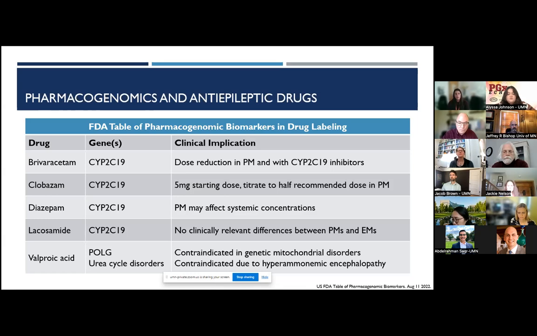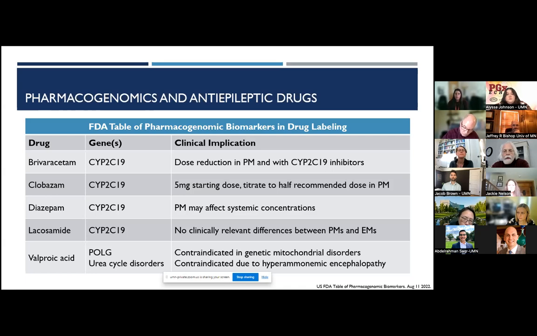It's just noted that for a CYP2C19 poor metabolizer, systemic concentrations of diazepam may be impacted. And then for lacosamide, there are no clinically relevant differences in the pharmacokinetics found between CYP2C19 poor metabolizers and extensive metabolizers. So that's what we have so far in terms of recommendations for lacosamide.